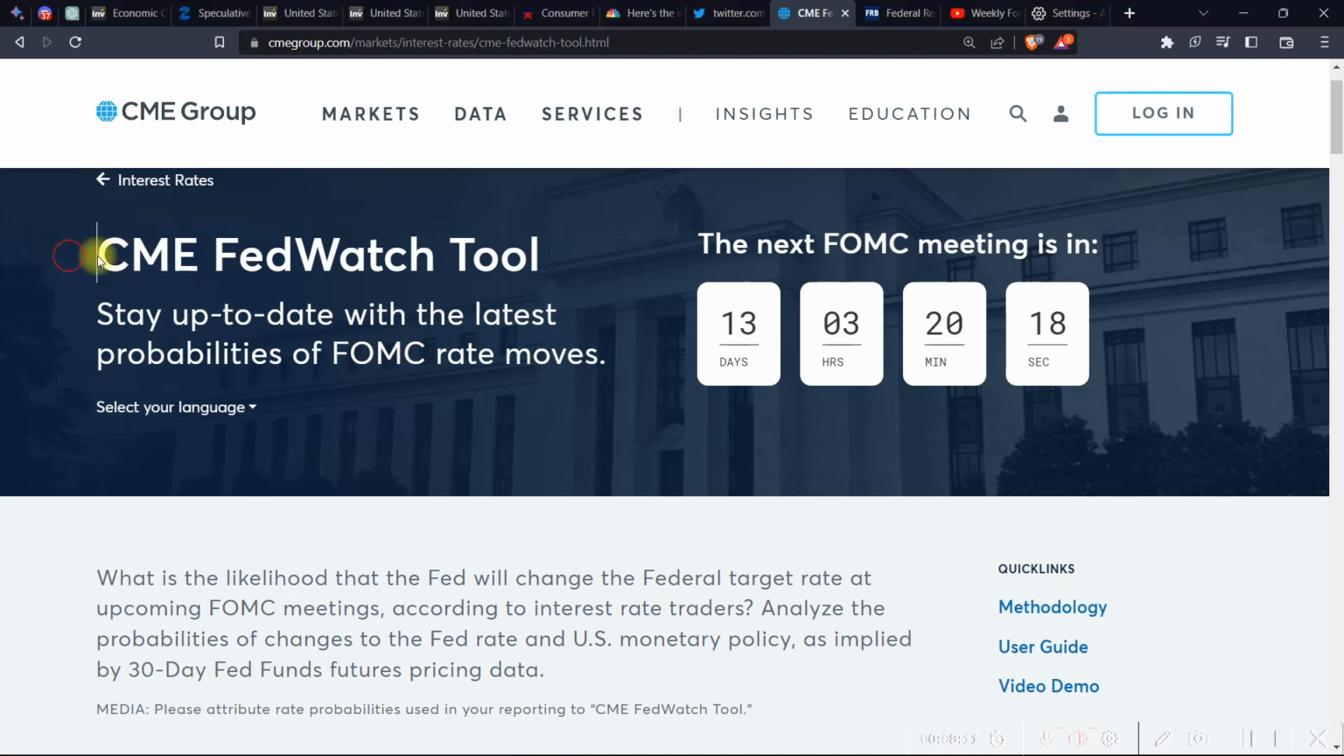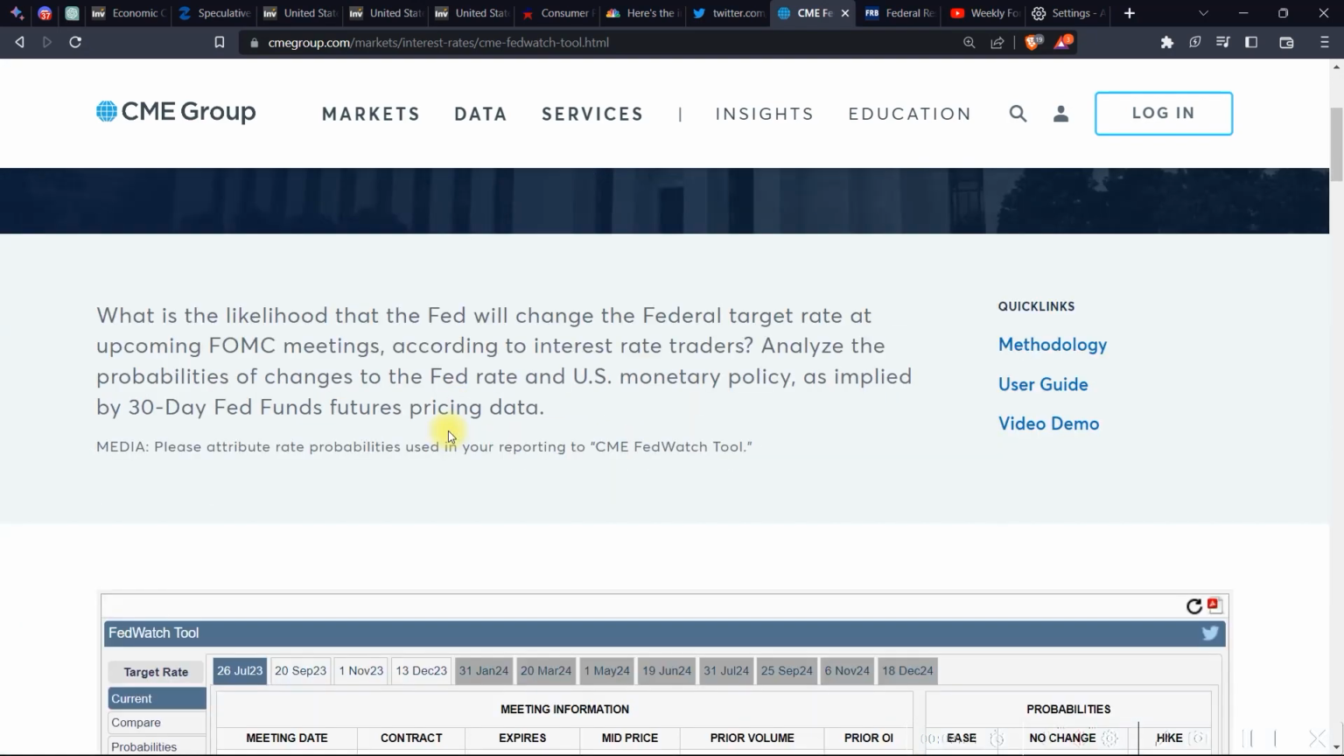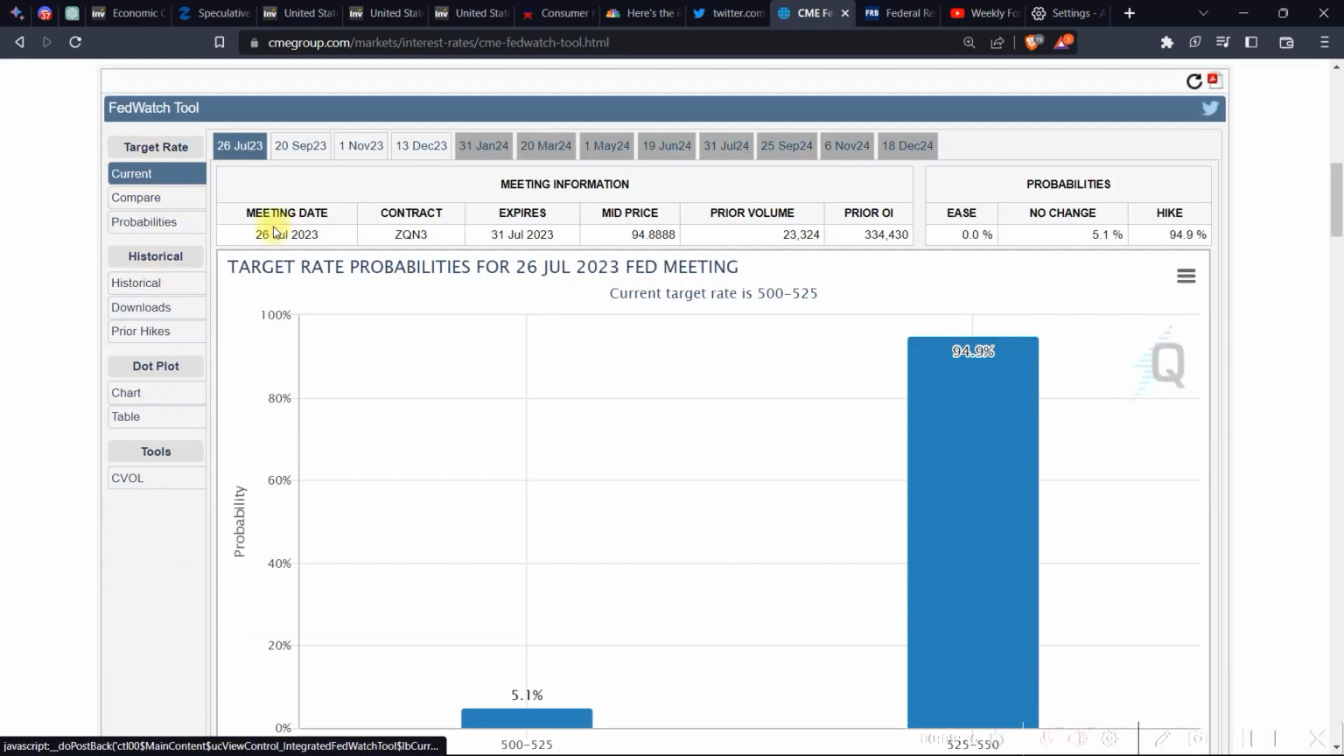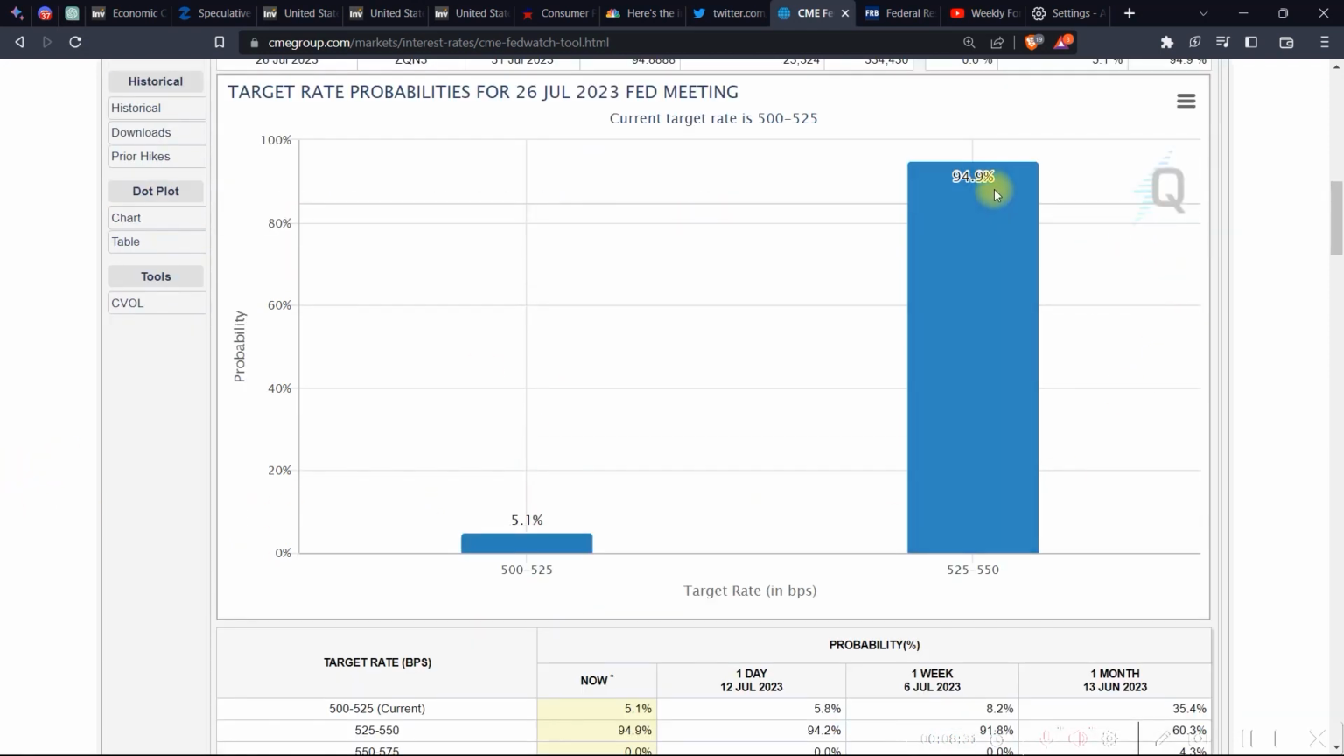This is it. This is the CME Fed watch tool. As you can see, stay up to date with the latest probabilities of the FOMC rate moves. Very nice presentation here. Next FOMC meeting is in 13 days, 3 hours, 20 minutes, and 6 seconds. This is the tool itself showing probabilities. This currently shows that 94% of the market is expecting a rate hike in the 26th July Fed meeting.